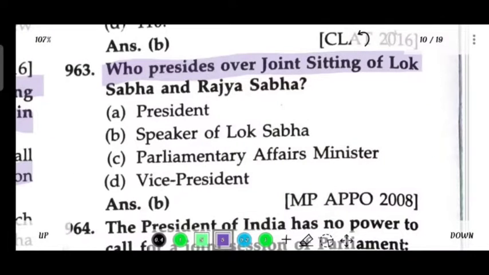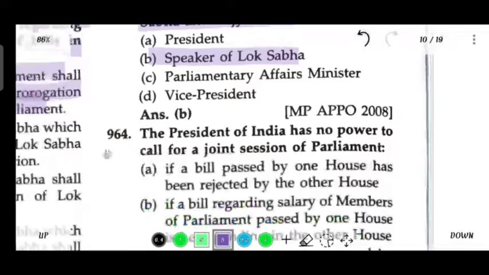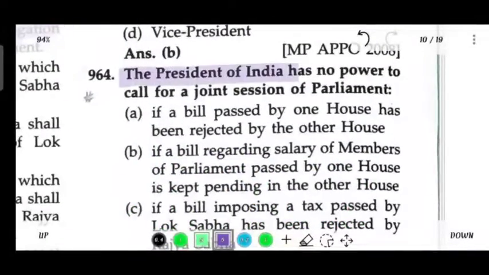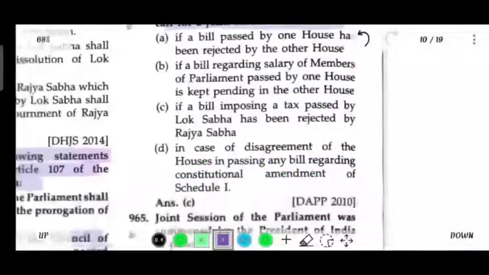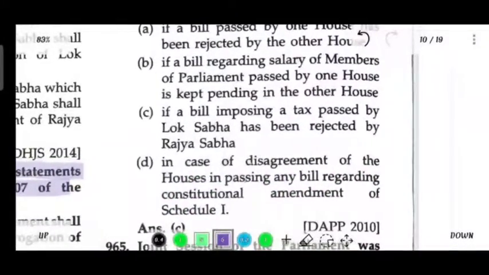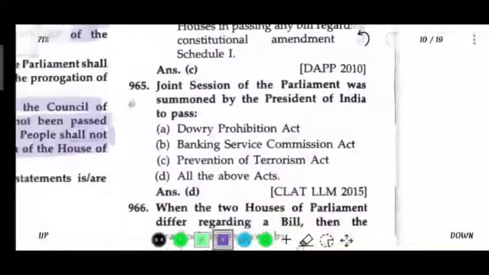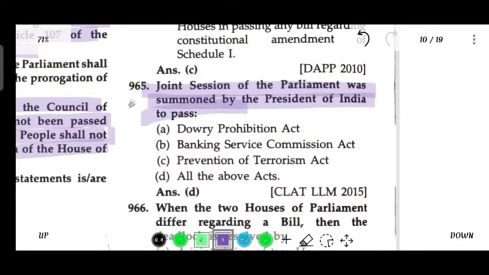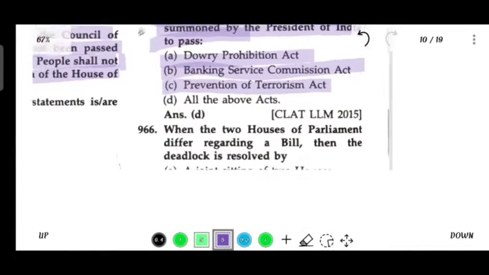Who presides over the joint sitting of the Lok Sabha and Rajya Sabha? Speaker of Lok Sabha. The President of India has no power to call for a joint session of Parliament if a bill imposing a tax passed by Lok Sabha has been rejected by the Rajya Sabha. A joint session of Parliament was summoned by the President of India for the Dowry Prohibition Act, Banking Service Act, and Prevention of Terrorism Act.